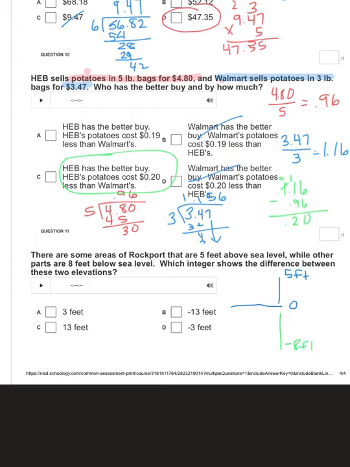Now we want to know what is the difference between the two of them. So from here all the way to here. Well, this part right there is 5 feet. And this part down here is 8 feet. So altogether, they are 5 plus 8 feet makes 13 feet. If you're ever dealing with distance, distance is never negative, so those two are out of the question.